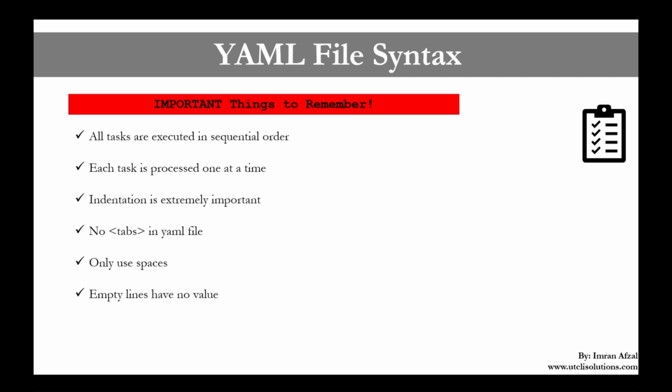Then empty lines have no value. So if you have one empty line, two empty lines, it doesn't make a difference. Just like a bash shell script, when you create empty lines, it has no value in the execution of your task. File extension is usually .yml or .yaml. Now, if you do not have a file extension, that is still fine. The YAML file or the playbook will be executed, but it is a good practice that you create your YAML files with extension .yml or .yaml.